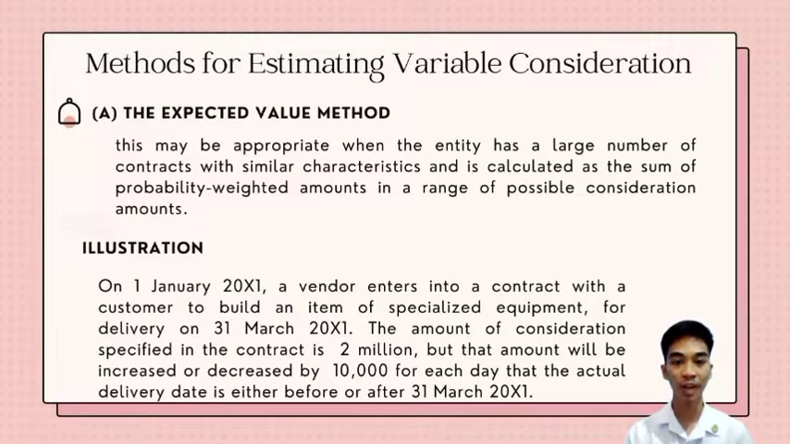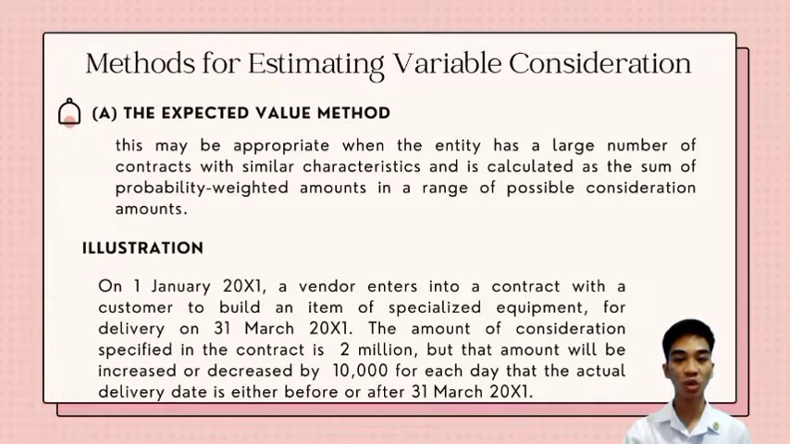The first method for estimating variable consideration is the expected value method. This may be appropriate when the entity has a large number of contracts with similar characteristics, and it is calculated as the sum of the probability-weighted amounts in a range of possible consideration amounts.